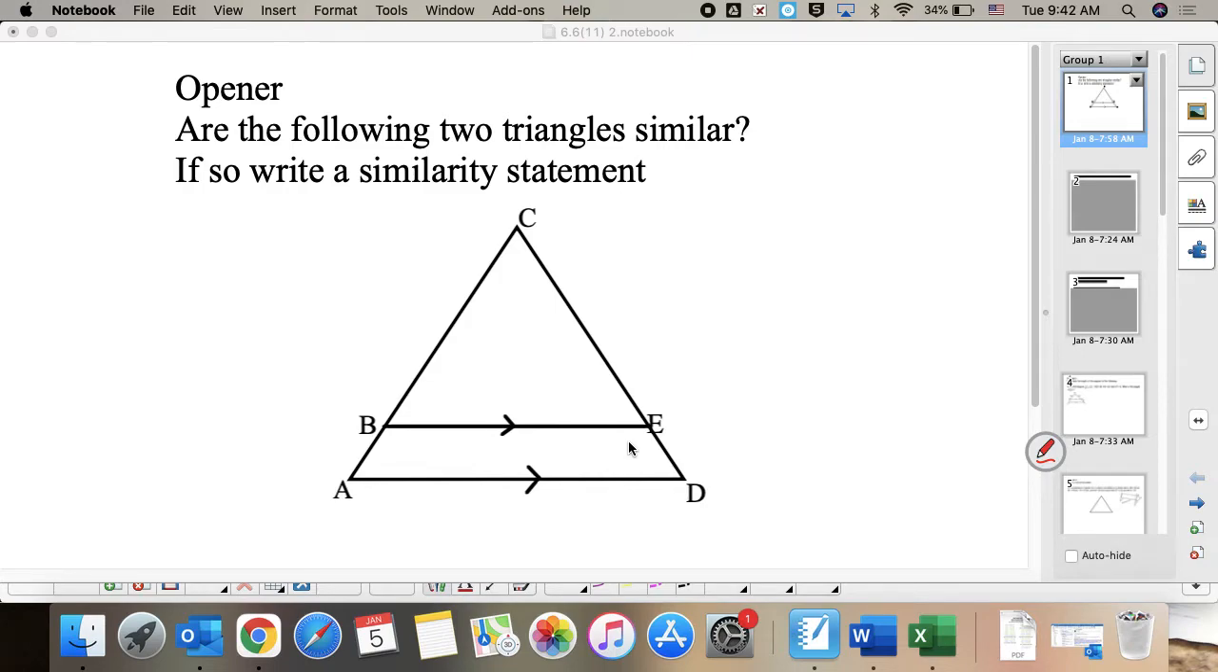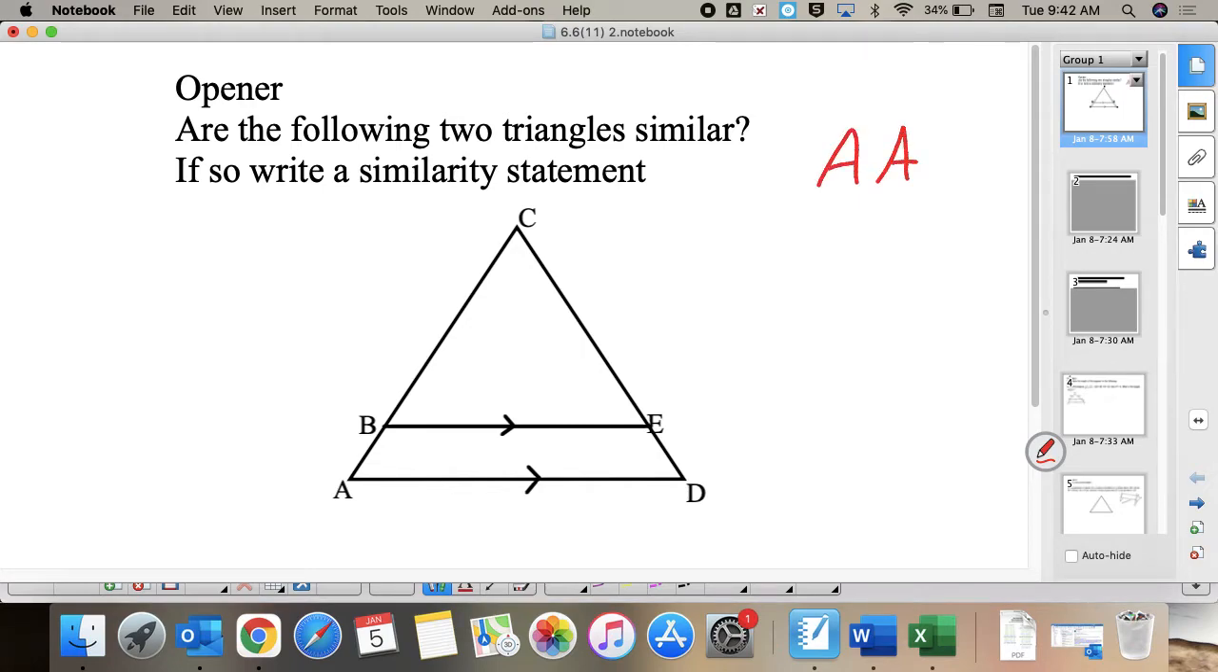All right, taking a look at our opener here, 6.6. Are the following two triangles similar? If so, write your similarity statement. Looking at what's here, we've talked about your shortcuts. Right now, we know no measurements of our sides, so our only option is for angle, which means I need two angles from each triangle to be congruent.